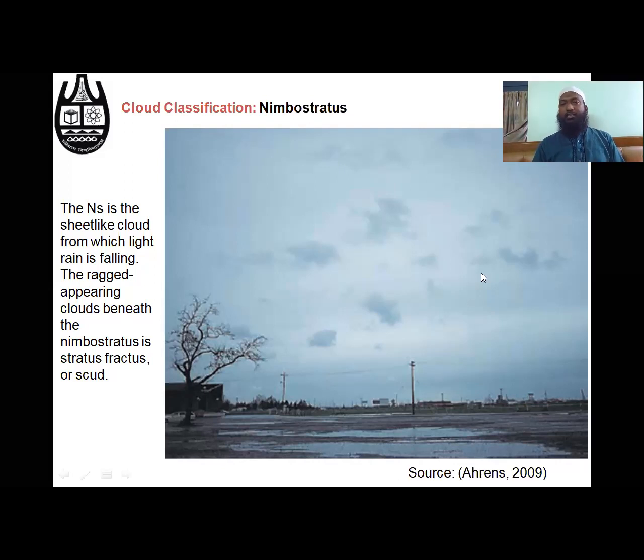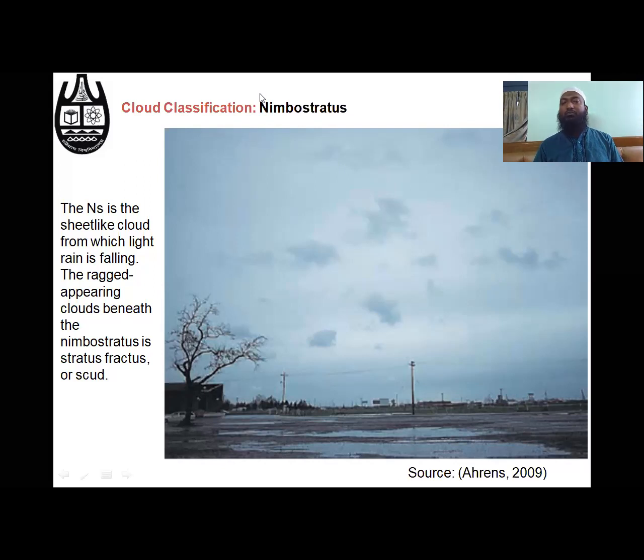Nimbostratus can sometimes be confused with altostratus cloud. Altostratus is a mid-level cloud, and it can be differentiated from nimbostratus in two aspects. One is the height, because nimbostratus starts very low, for example half a kilometer above the ground. On the other hand, altostratus starts after 2 kilometers and can extend to 6 kilometers. Also, with nimbostratus we cannot expect any sunshine, but with altostratus we can see a watery sun in the sky. So these are the differences between nimbostratus and altostratus.